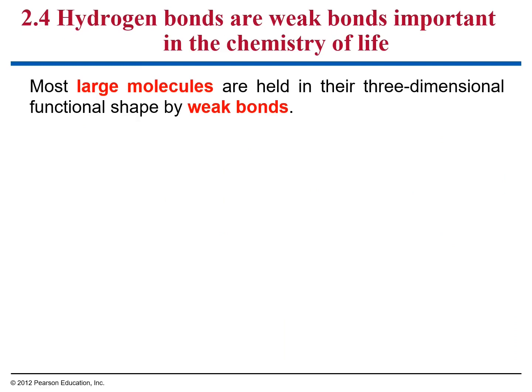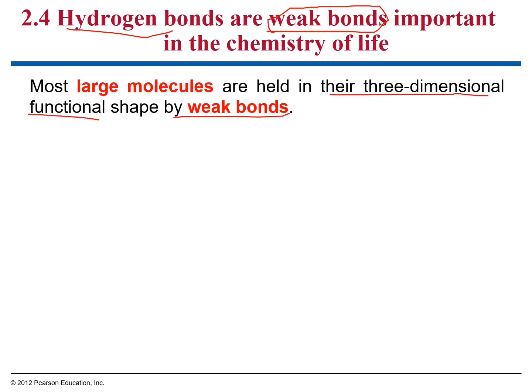To finish, we're going to talk about hydrogen bonds. Hydrogen bonds are a type of weak bond. If you remember, we've talked about covalent bonds, ionic bonds, and finally weak bonds. So this is the end. These weak bonds are important in the chemistry of life. Why? Because most large molecules are held in their three-dimensional functional shape by weak bonds.